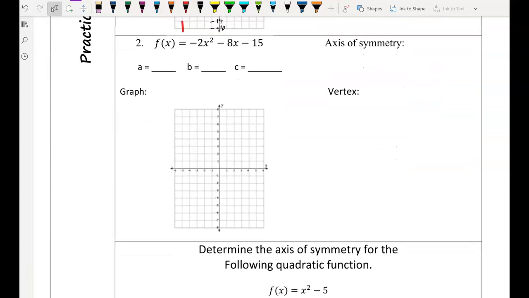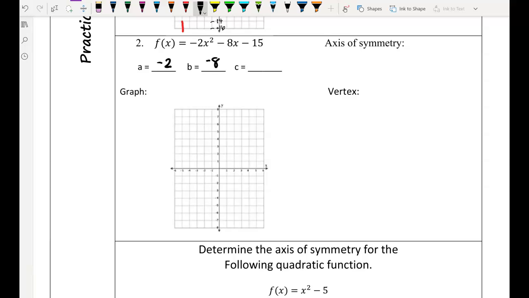F of x equals negative 2x squared minus 8x minus 15. What is the value of a in this equation? Negative 2. What is the value of b?